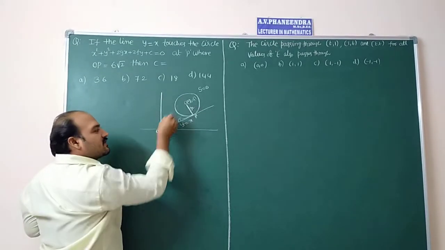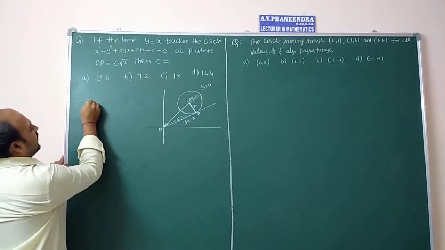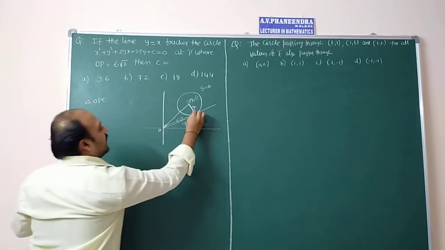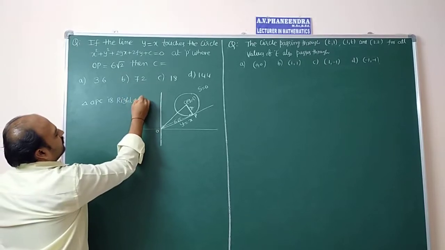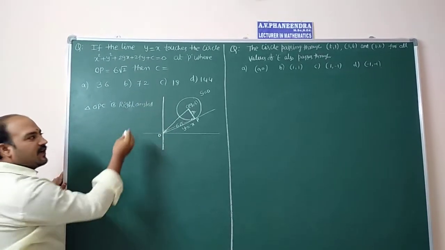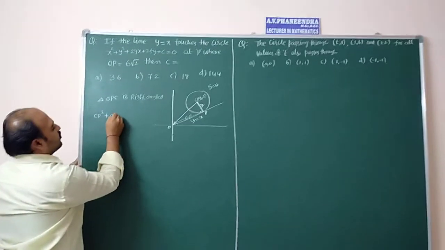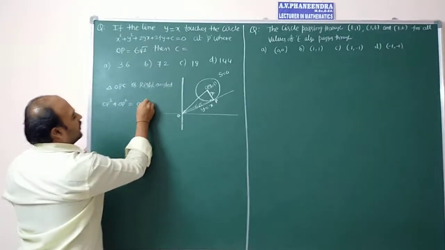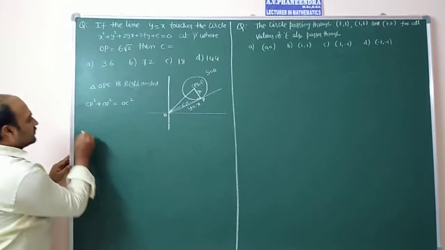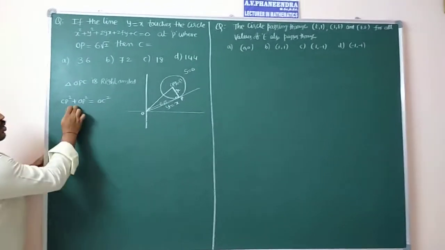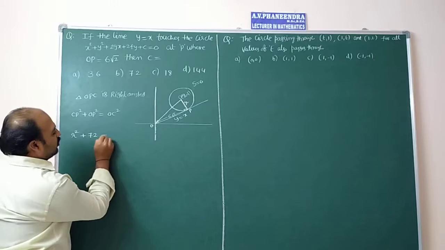Join the origin and the center of the circle. Here we have one right angled triangle. So triangle OPC is right angled. Whenever it is right angled, apply the Pythagoras theorem. CP square plus OP square is equal to OC square. CP square means r square, plus OP square, 6 root 2 whole square, 72, is equal to OC square.